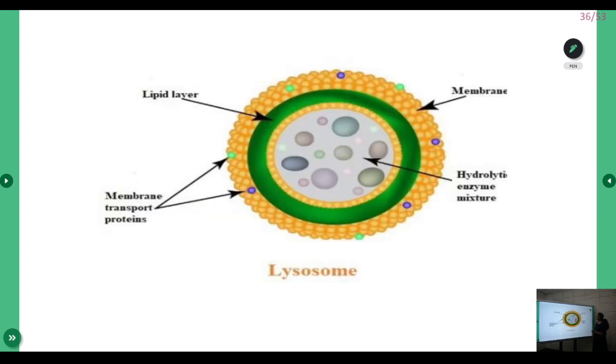So this is a typical structure of a lysosome. It has a membrane, then the hydrolytic enzyme inside at the center, and then there are membrane proteins, transport proteins, and it is covered by a lipid layer. There is a lipid layer, then membrane transport proteins, and the hydrolytic enzymes, that is, the acid hydrolases.